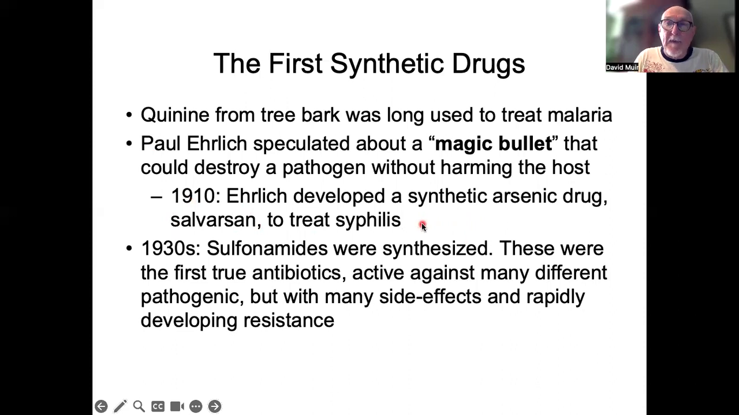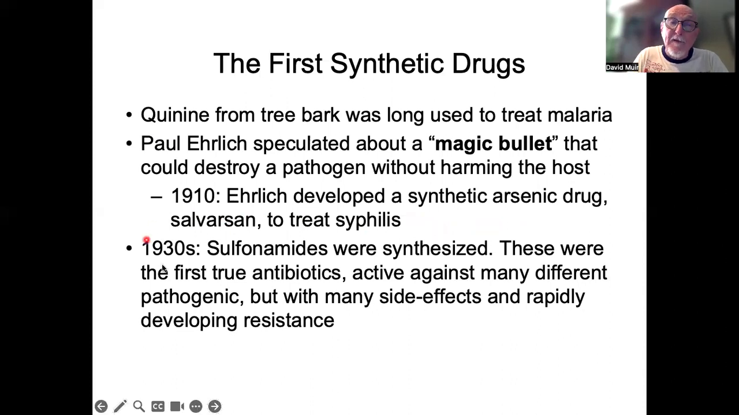Up until that time, syphilis, which entered the human population in Europe around about 1500, had been a plague ever since. And he developed this drug which effectively treated syphilis, although it itself was quite toxic. Its toxicity could be managed and it could be used to cure syphilis. It's the first time that a synthetic drug had been developed which would combat an infection.